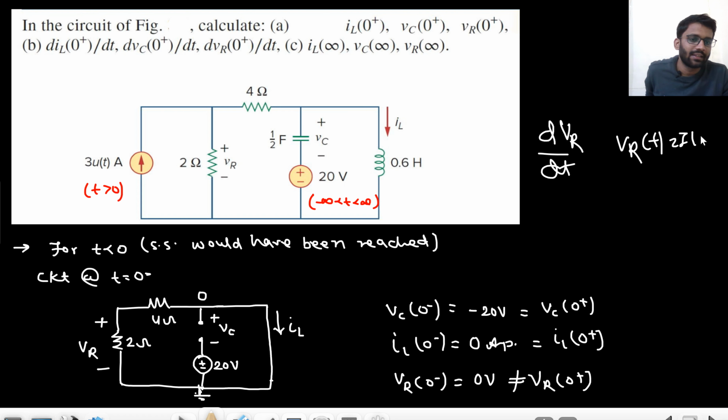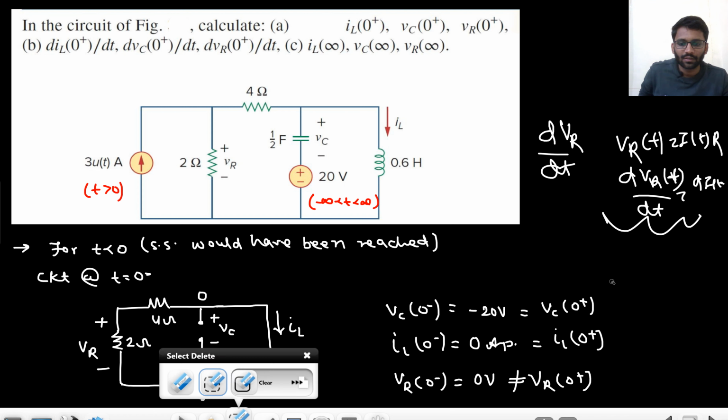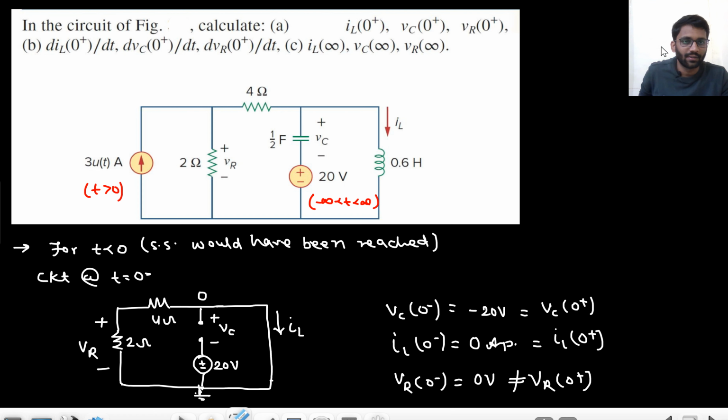VR(t) is I(t) into R. Now if I write dVR(t) by dt, that means I need dI(t) by dt, and that I don't have, right? The differentiation of current in this, that I don't have. Are you getting my point? Right, so I need to find that. Okay, so let's solve it. I want you to solve on your own first.